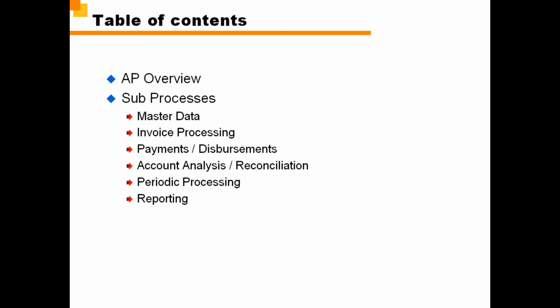Here it is saying that under it we will go for the creation or maintenance of the master record, master data. Then invoice processing, we will post the invoice, and then payment and disbursement will be done. After the payment we will do the account analysis, reconciliation, and periodic processing. Periodic processing means monthly activities, so we will also see that. Then reporting: at the end we will generate the report and present it to the management, so we will also do that.